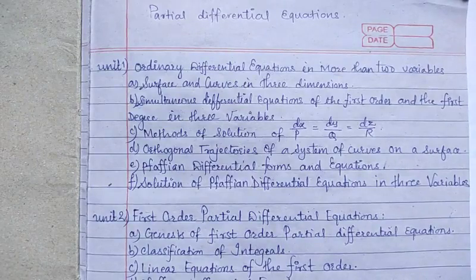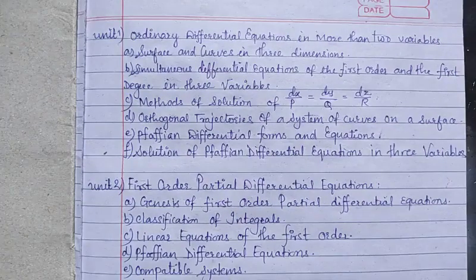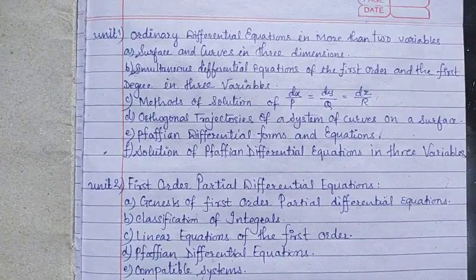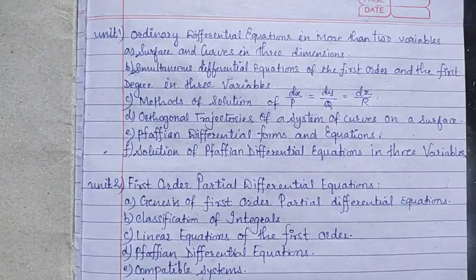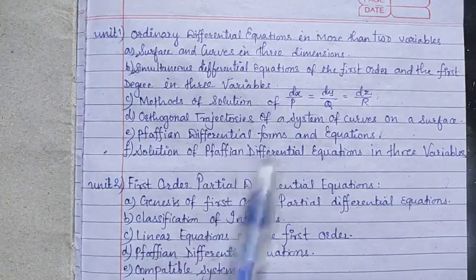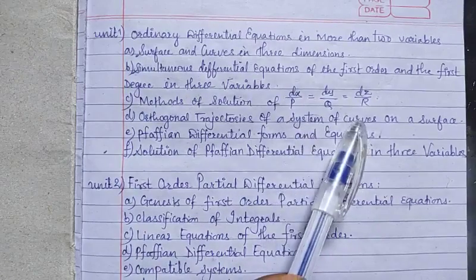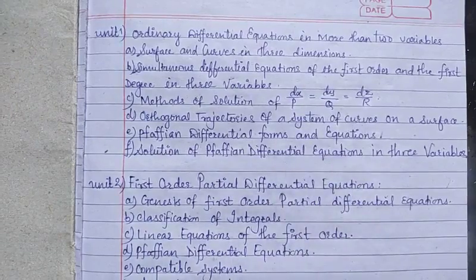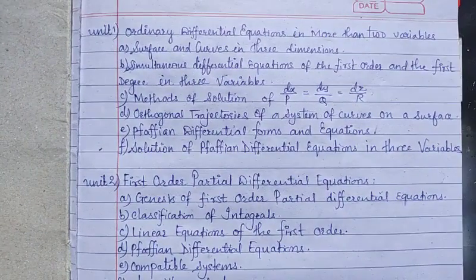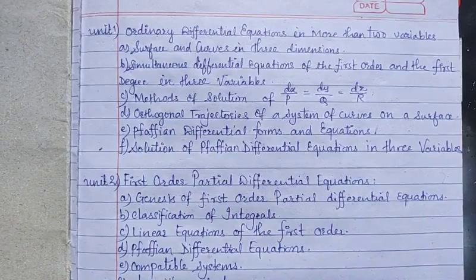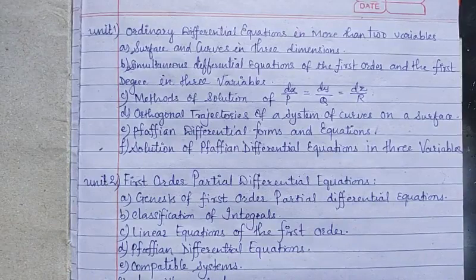Second, simultaneous differential equations of the first order and first degree. Next we'll see methods of solution of the form dx by P equal to dy upon Q equal to dz upon R. Next we'll see the orthogonal trajectories of a system of curves on a surface, and next we'll see the Pfaffian differential forms and their equations, and the last point for unit 1, which is solution of Pfaffian differential equations in three variables.